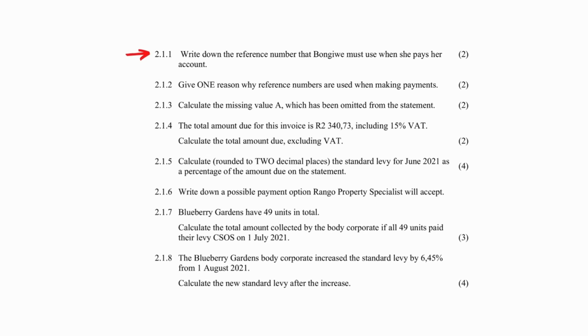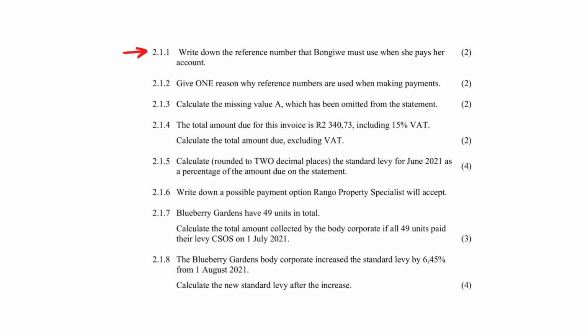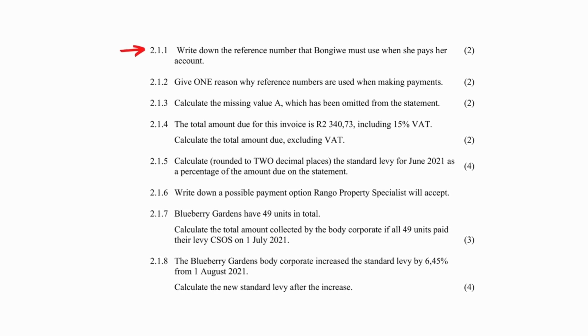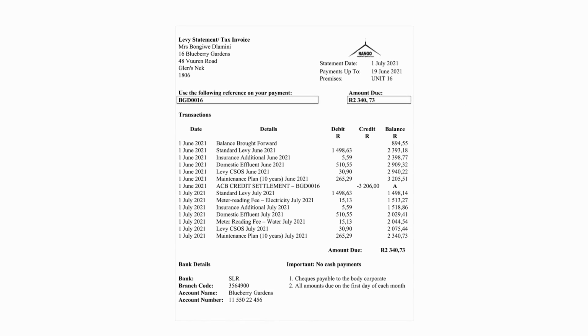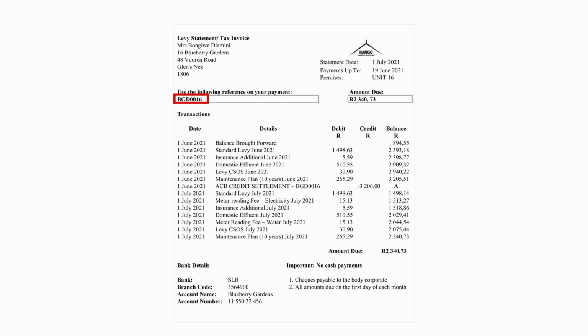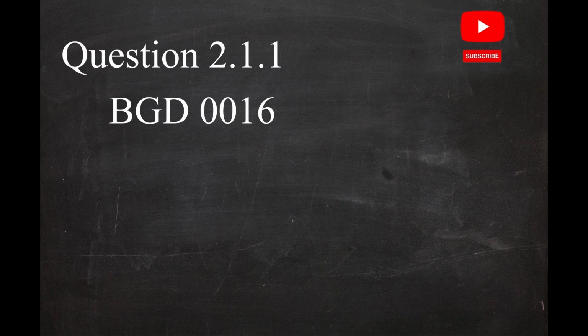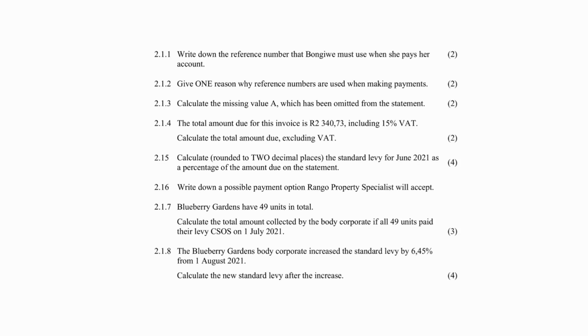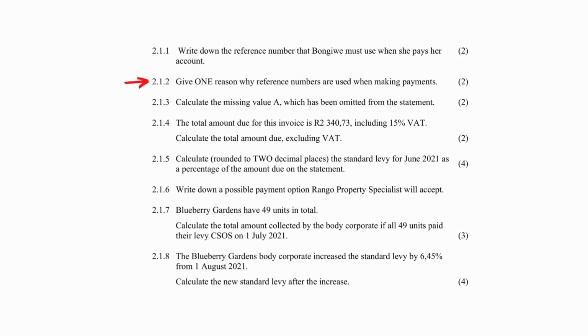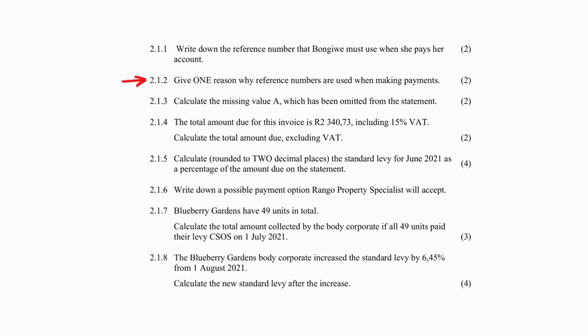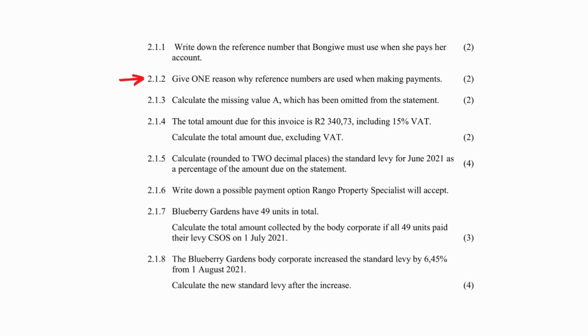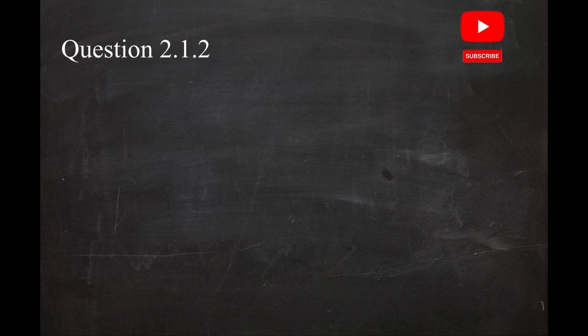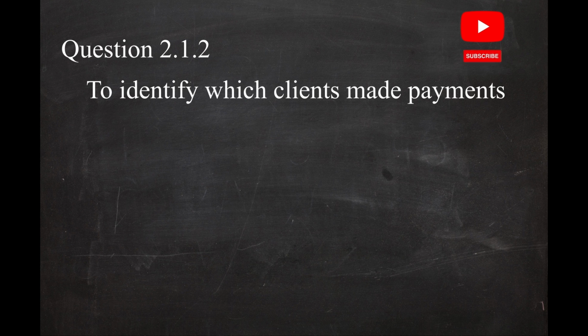In question 211, you have to write down the reference statement that must be used when making payments. From the statement, the reference number for this person is BGD0016. In question 212, you are instructed to give one reason why the reference numbers are used when making payments. Reference numbers are important because it makes it easy to identify which client made payments to their account.